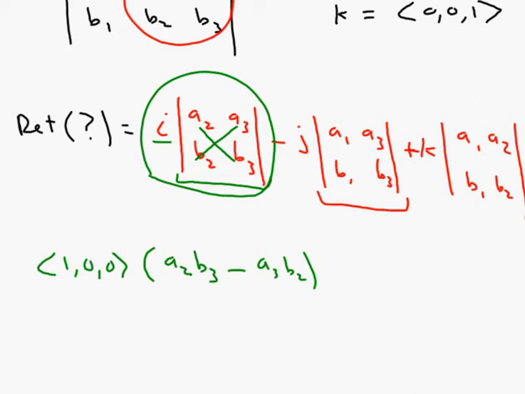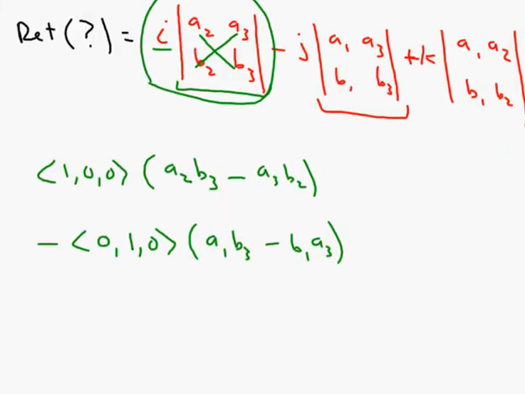Minus J, which is the vector 0, 1, 0, times the scalar coming from that 2 by 2 determinant, which would be A1B3 minus B1A3. And then lastly, it's going to be plus the vector K, which is 0, 0, 1, times the scalar from that determinant, which is going to be A1B2 minus A2B1.